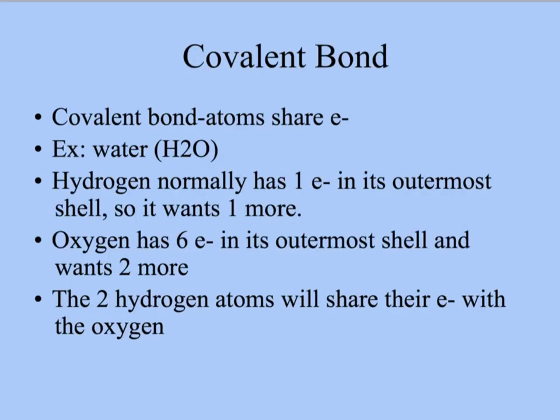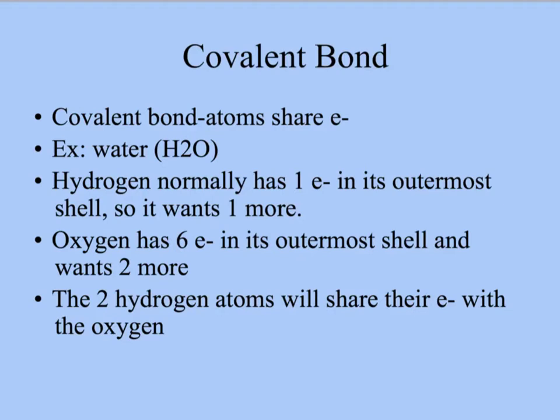The next chemical bond is called a covalent bond. Covalent bonds share electrons, so they don't give them up and they don't take them, they share them. This means that the electron is sometimes flying around the first element and sometimes it's traveling around the second element. Our example is water, H2O.